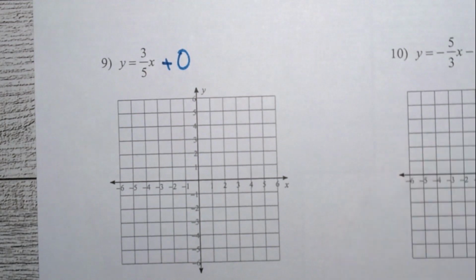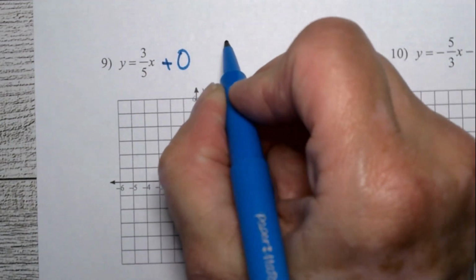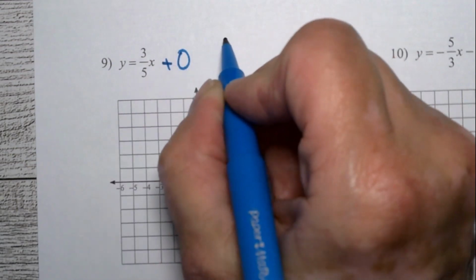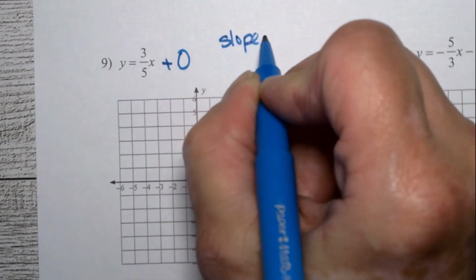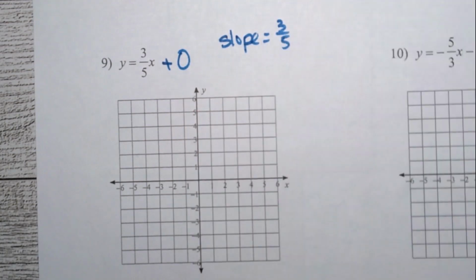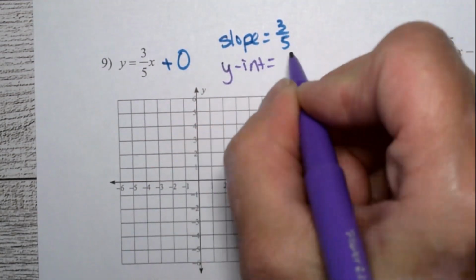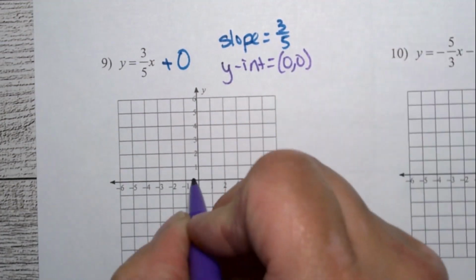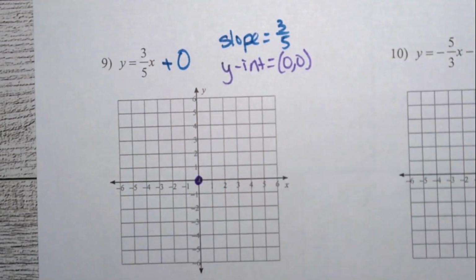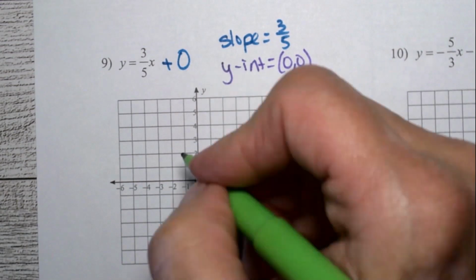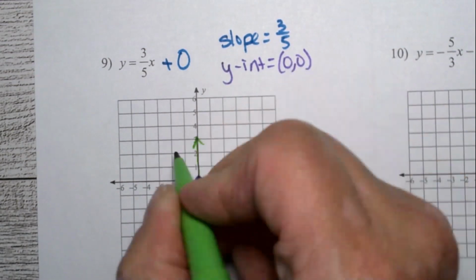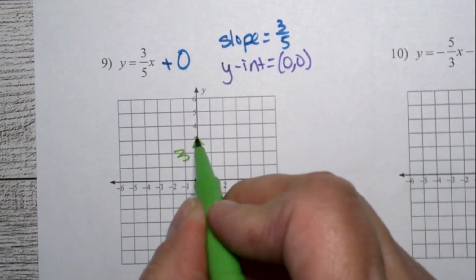Do you guys know what to do with that? Yeah. Plus 0. So, I mean, we know that when you're not stressed, but when you get a quiz, someone might second guess themselves, so I wanted to put it here. I know that the slope is 3/5, there's nothing different about that, but that y-intercept is going to be (0, 0). So that's it right there.